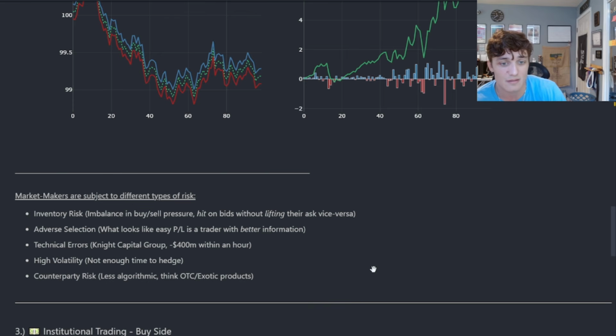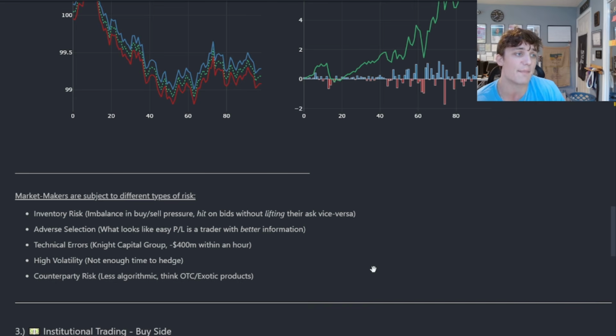Adverse selection: what looks like easy P&L is just a trader with better information. This happens sometimes. What looks like somebody just engaging in the market in a very naive capacity, maybe they're just loading up on deep out of the money calls, you're like, I'll take this all day. And then there's a huge price movement. They have better information, maybe insider information. It's a different type of risk.